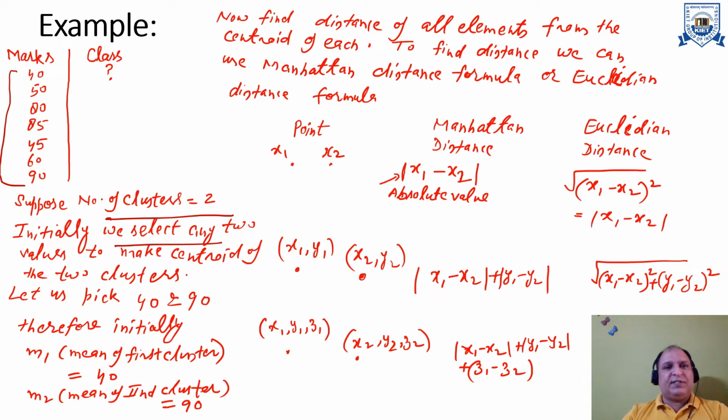So initially we select any two numbers arbitrarily. Suppose we are picking 40 and 90. From 40 and 90, these two will become the means of the two clusters. And now we will find the distance of these two centroids from these points.